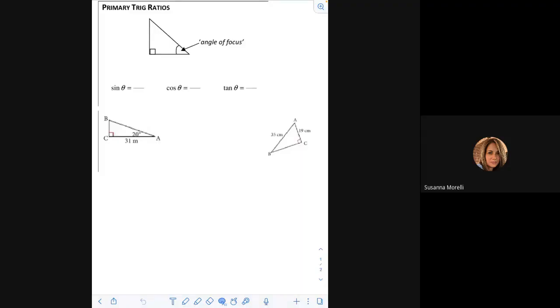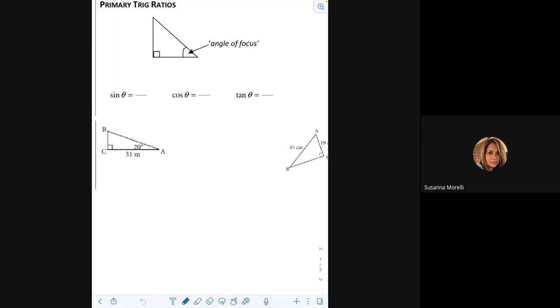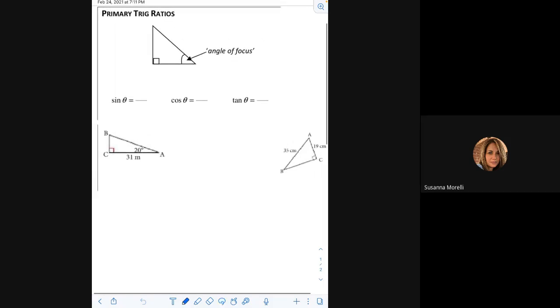Okay, let's review Sohcahtoa, or primary trig ratios. Primary trig ratios are only for right angle triangles. You'll recall that a right angle triangle means that there's an angle that's 90 degrees, and this little square here tells you that that particular angle is the one that's 90 degrees. The first thing to do when we're looking at primary trig ratios is labeling your triangle.